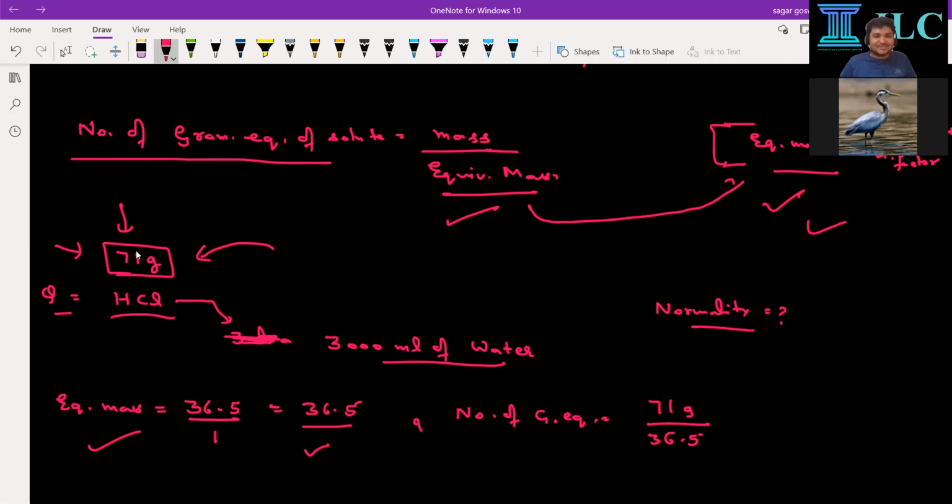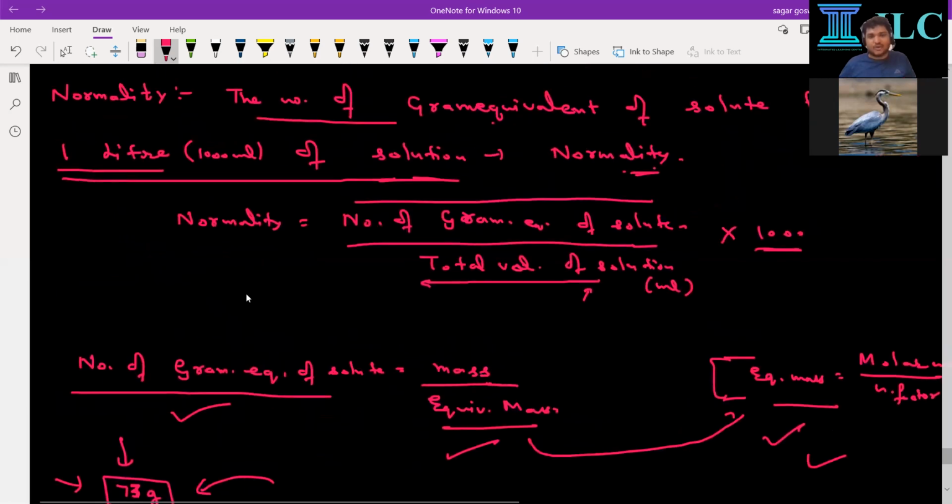I was thinking 35.5, that's why I gave 71. Suppose I give you 73, then it can get cancelled out. So the number of gram equivalent you will get is 2. Now you have the number of gram equivalent of solute, so you can apply the normality formula.